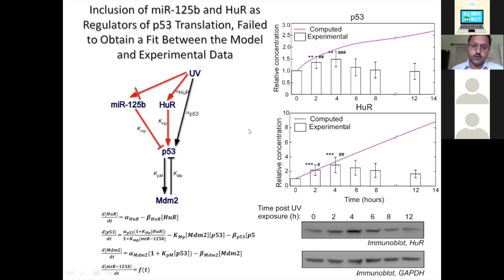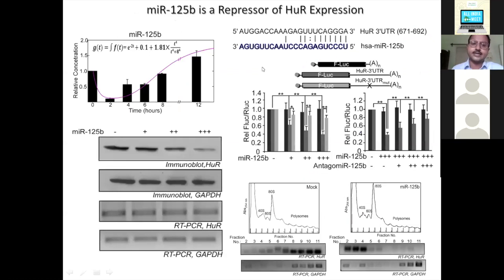So we go ahead. While we were doing this, another student in the lab independently was looking at MIR125B's function, and he found that MIR125B is actually a negative regulator of HuR itself. So this is the expression pattern of MIR125B. MIR125B, in response to DNA damage, goes down from 0 to 2 hours, and then it increases like this. And then we found that there was a MIR125B target site in the HuR 3' UTR, and he did a series of experiments.